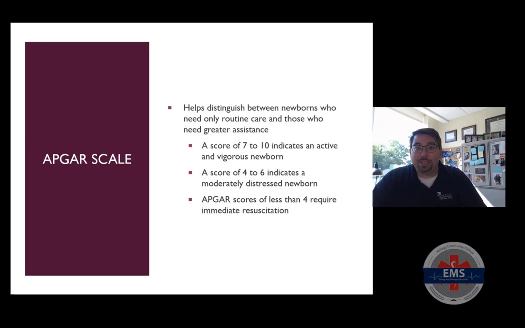Probably not less than 7, less than 6 is typically a concern. 7 to 10 indicates an active, vigorous newborn. 6 to 4 indicates a moderately distressed newborn. Anything less than 4 is a bad day, and then they're going to need immediate resuscitation.